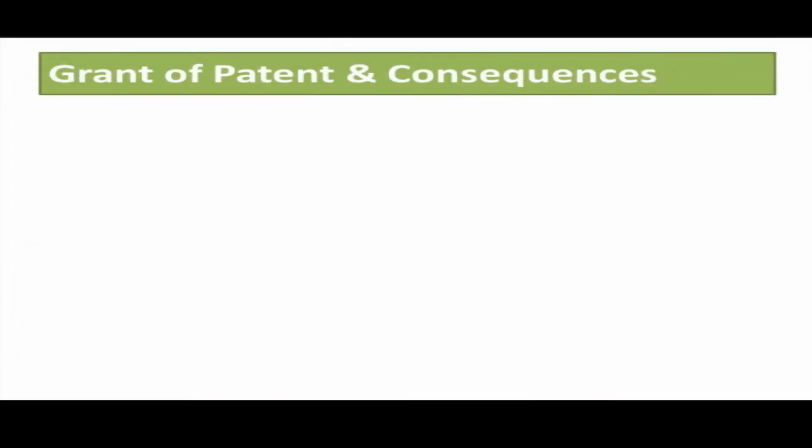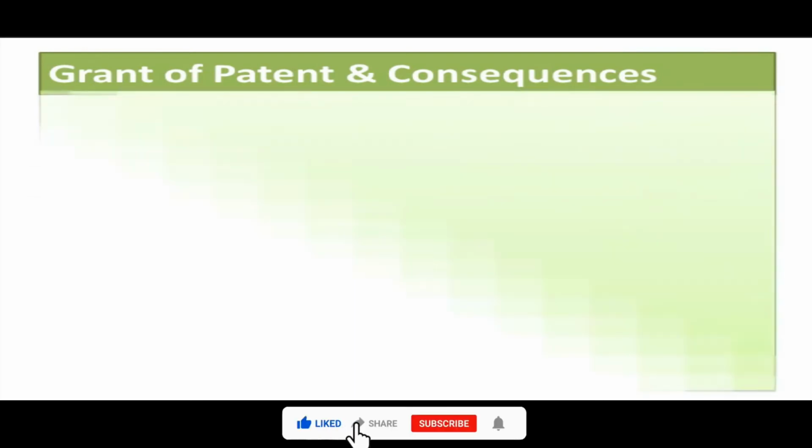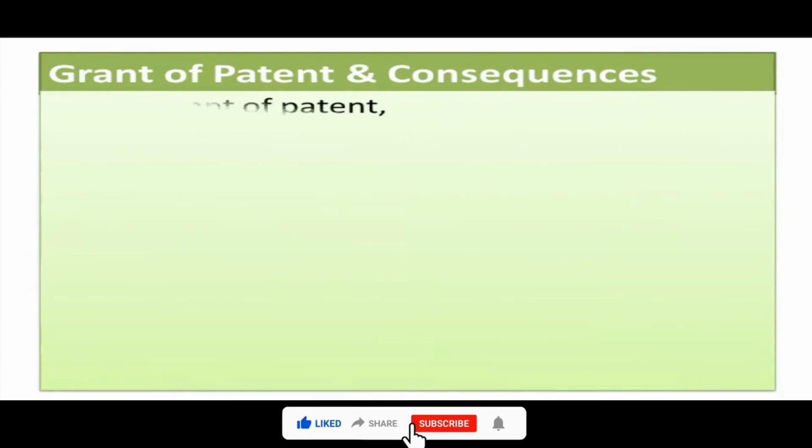So moving further with this, grant of a patent and then consequences. Once the person comes out successfully, overcoming the examiner and overcoming the public opposition, he will be granted a patent. And what's the consequence of a grant of a patent?